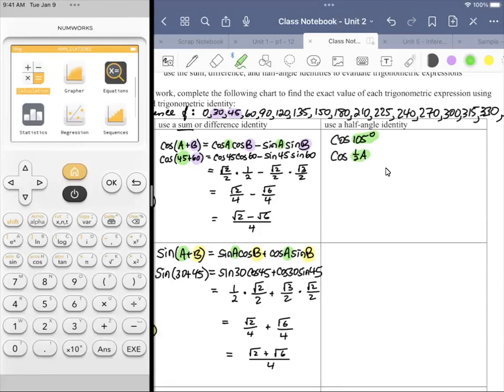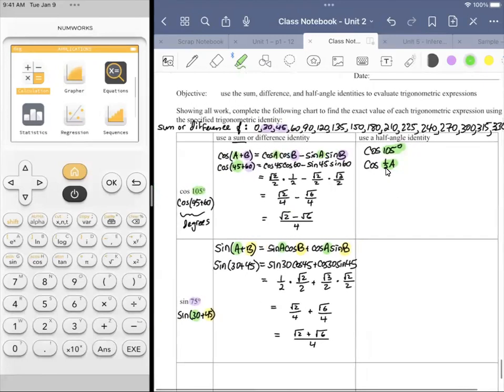You do that off on the side. I'll just throw it in over here. 1/2 A is equal to 105 degrees, so that means A has to be 210 degrees. Oftentimes you don't even need an equation. You just say, I want a result of 105, so in order for that to happen, A would have to be double that number because we're cutting A in half. So this would become cosine of 1/2 times 210 degrees.